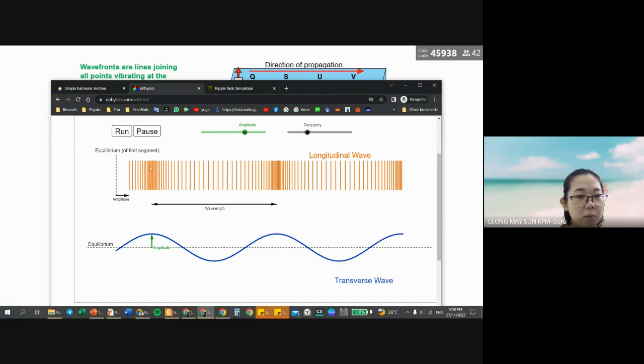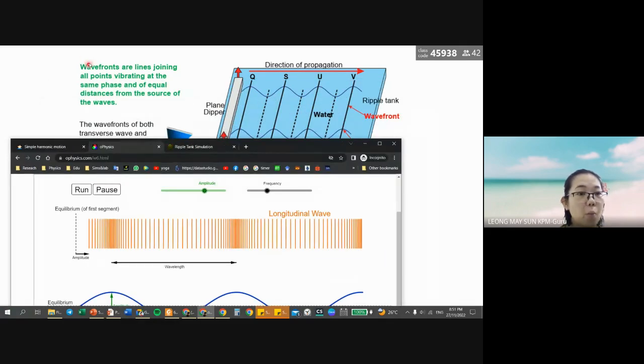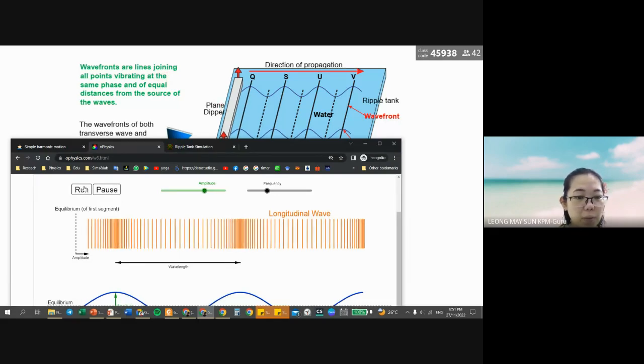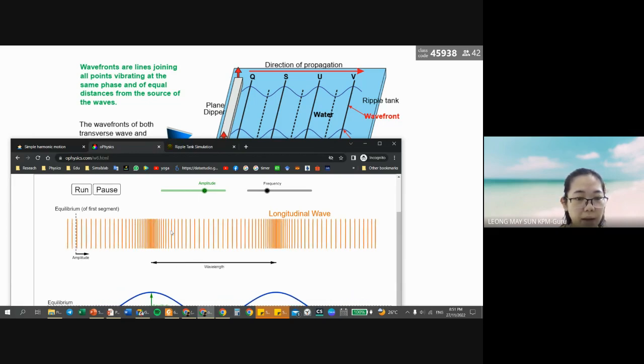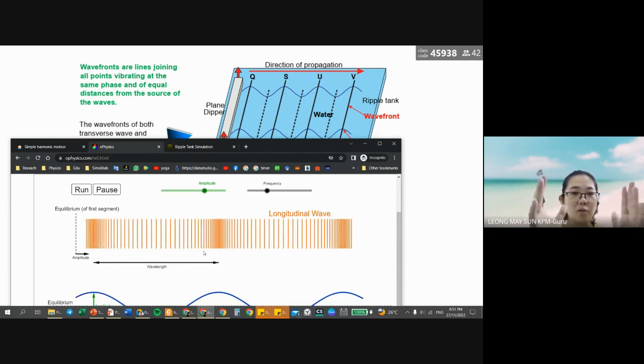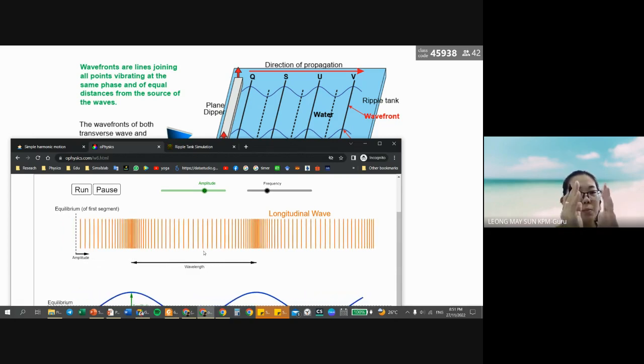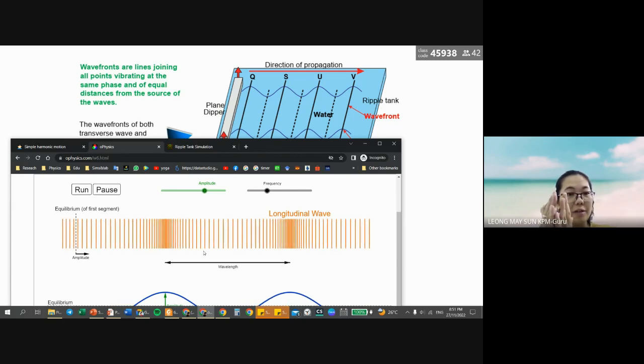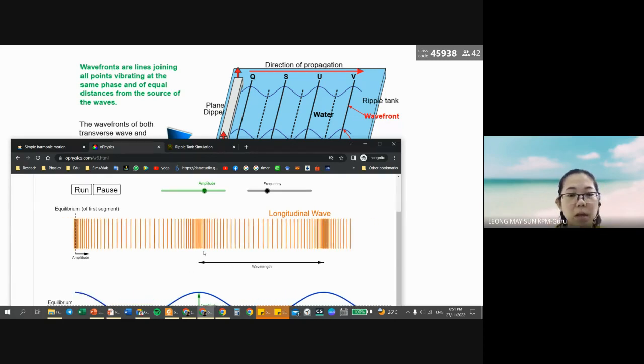There are a few air particles at this position. They are the same distance away from the source of the vibration. They are joined by an imaginary line. Wavefronts are imaginary lines because they don't really exist. It's just that when we see the simulation, it looks as though it's moving away. So these are considered as a wavefront. It's an imaginary line that joins all the particles moving away from the source of vibration at an equal distance.